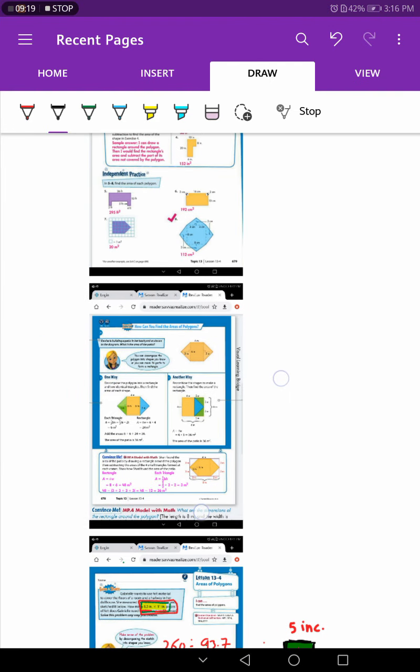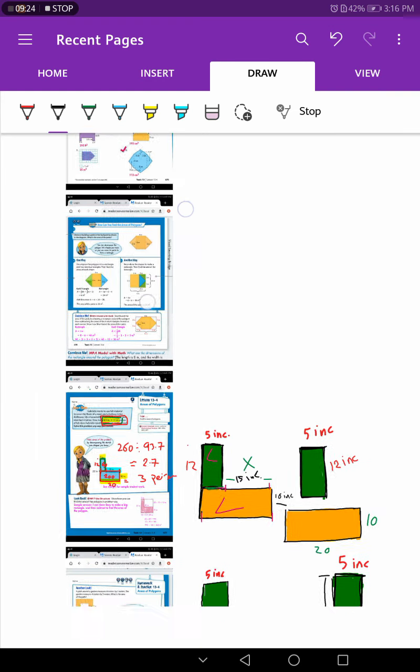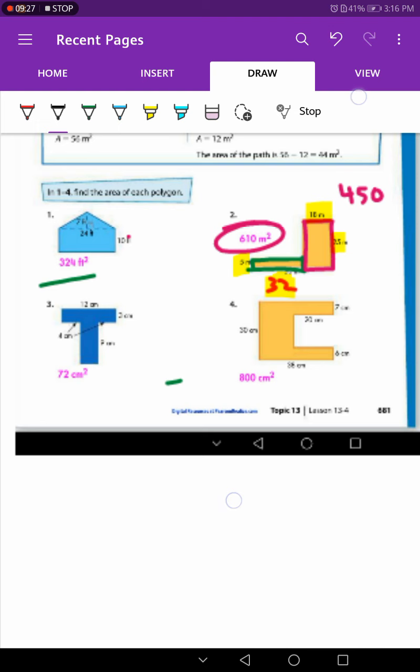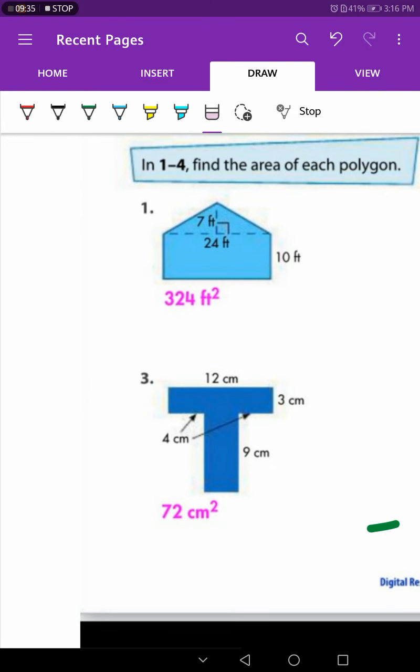Now let us move to the homework. Yes, here I will clear my page. Okay, the first one here, you have to decompose it in two shapes. Can you tell me what the two shapes are? Yes, it is clear. It is triangle and rectangle. Yes, good.